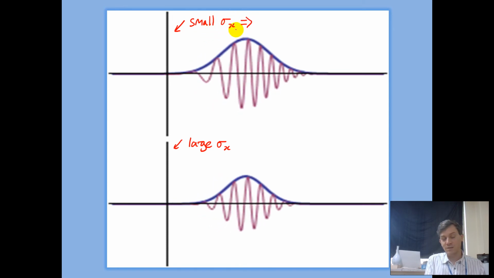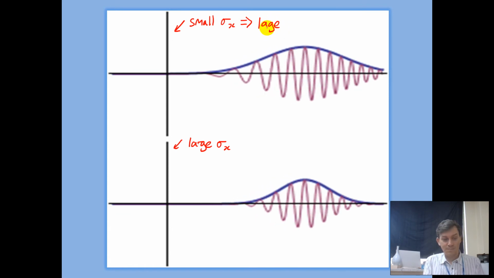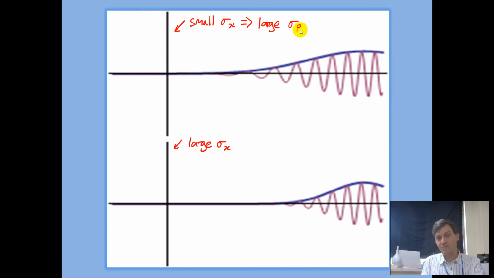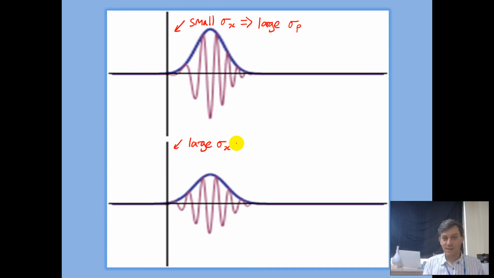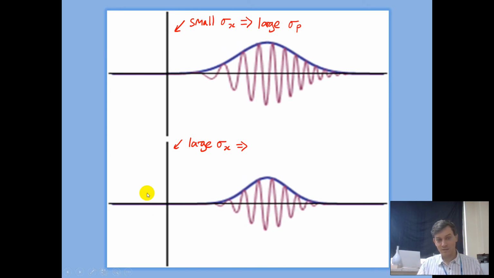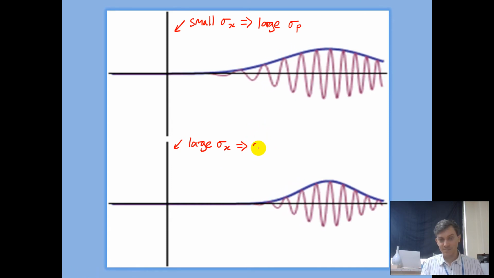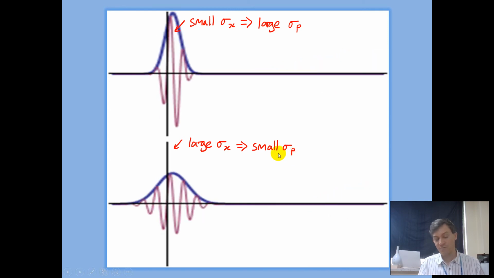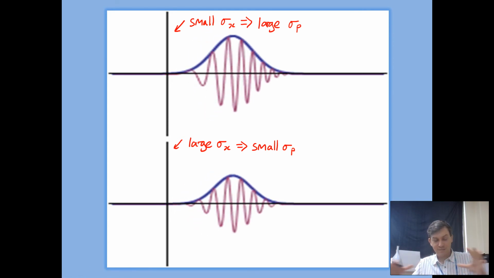Okay, so because this one starts with a small uncertainty in the position, this means it must have a large uncertainty in the momentum, and therefore, as a function of time, the uncertainty in position grows much faster. And conversely, this one starts with a reasonably large uncertainty in the position. It therefore can have less uncertainty in the momentum, and therefore the wavelet does not expand so quickly.